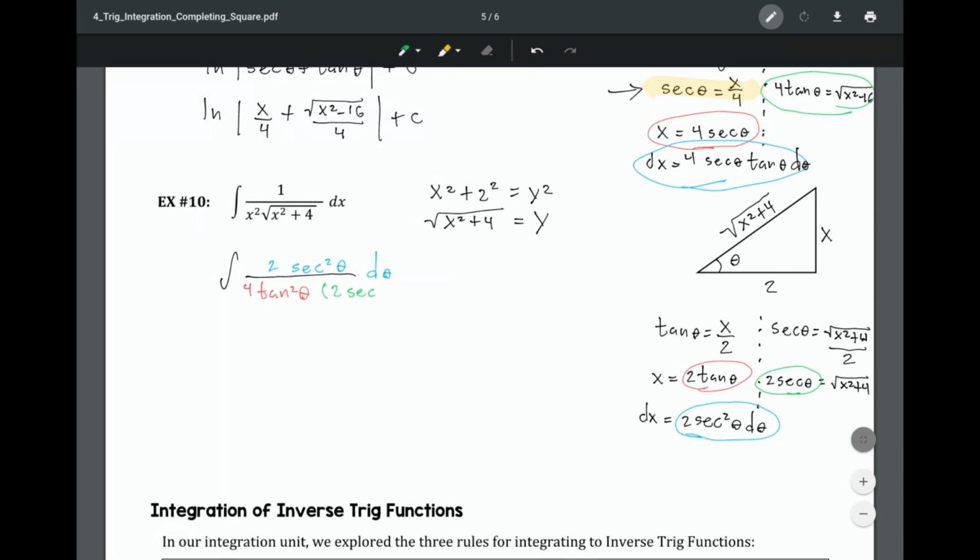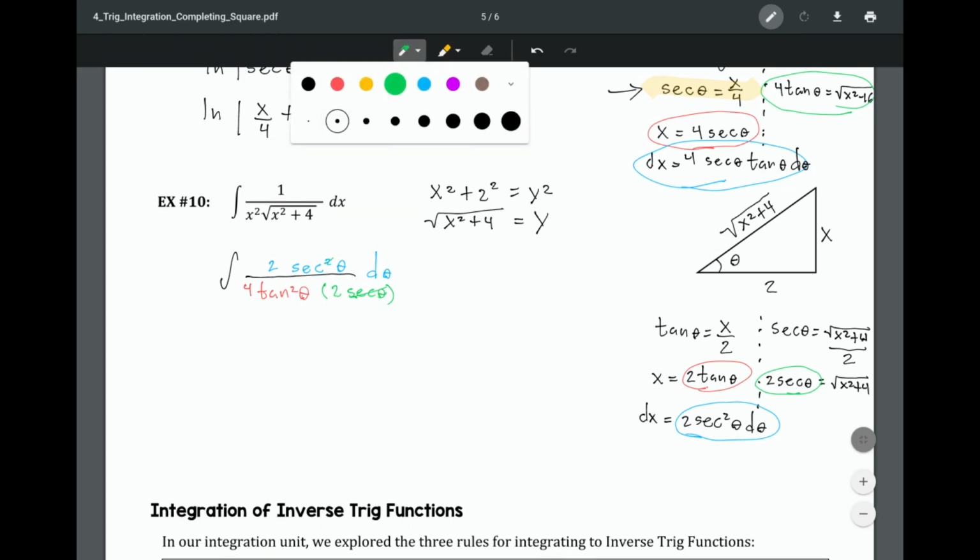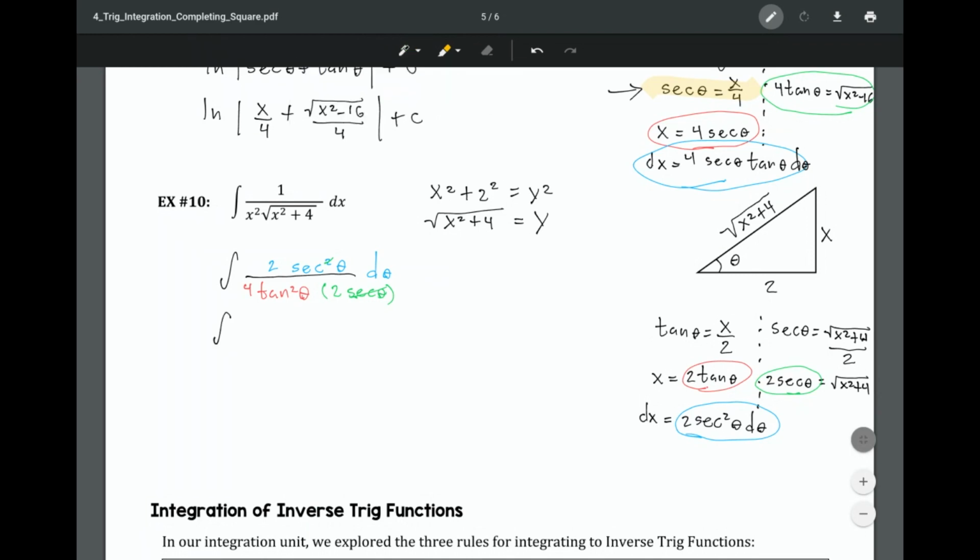Now this is a part where you might differ. How I do this and how you do this might be different, but we should get the same answer no matter what. So here's how we're going to do it. This is how I did it. Again, you don't have to do it this way. I went ahead and canceled the secant. I'm going to switch to black pen here. And I went ahead and reduced this.